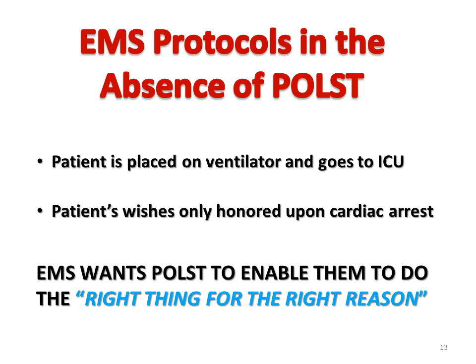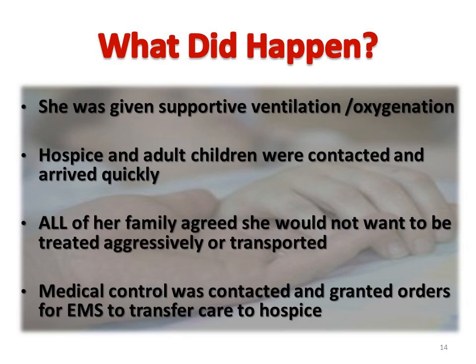So if you're curious as to what did happen in that particular case, the patient was given supportive ventilation and oxygenation. Hospice was contacted and requested to come to the scene. Her adult children were contacted. They, as well as hospice, arrived fairly quickly. If you can believe it, all of her family agreed that she would not want to be treated aggressively or transported. So we contacted medical control, who actually granted orders for us to transfer care to hospice and leave the patient on the scene.